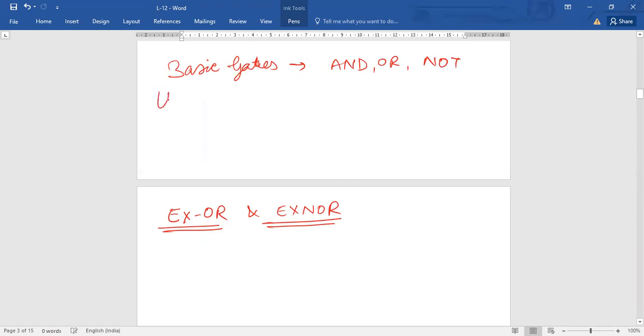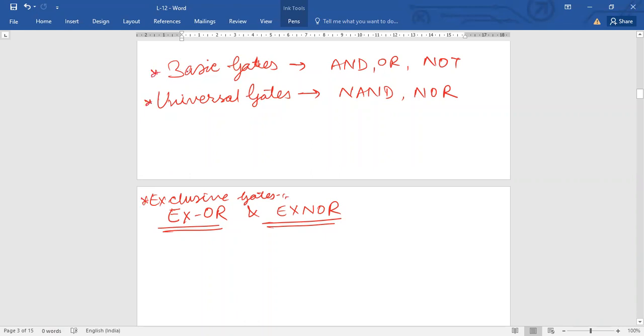इनको हम कहते हैं basic gates. यूनिवर्सल में NAND और NOR, the universal gates. NAND और NOR sir. We will have universal gates which are NAND and NOR, and we have two exclusive gates. These are the exclusive gates. Okay. So these are the three classifications.